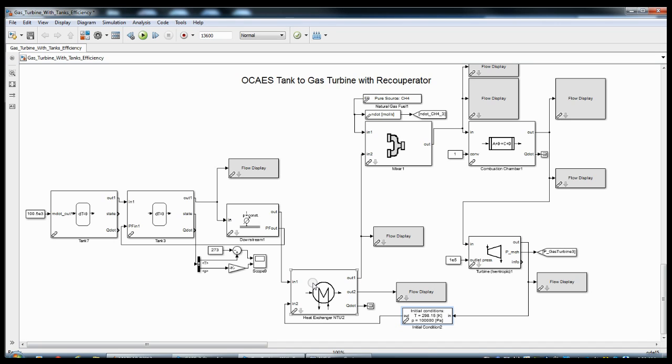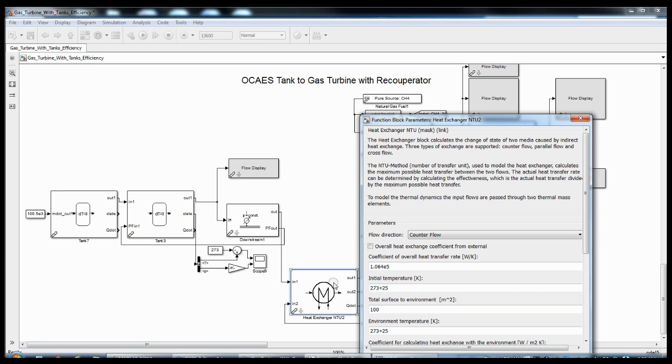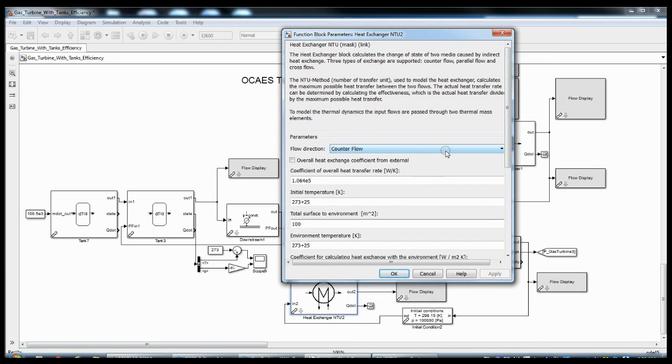Now, for the last system, what I've done is I've added a heat exchanger, what's called a recuperator. We're capturing the exhaust flow of the turbine and feeding that into a heat exchanger, preheating the incoming flow that's going into the turbine. And so what you end up with is much higher efficiencies.